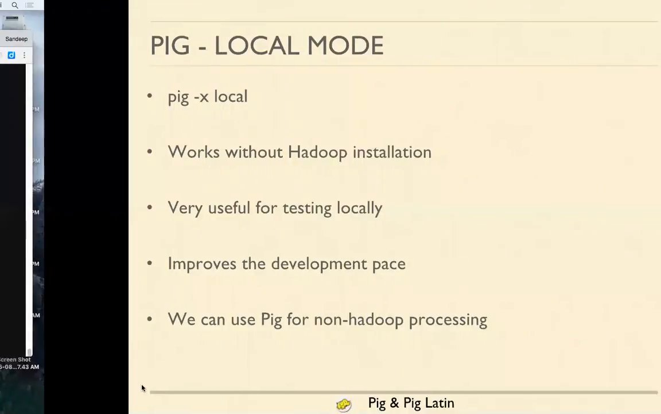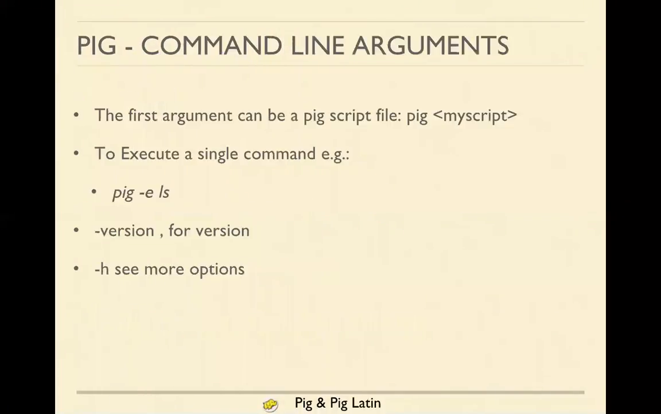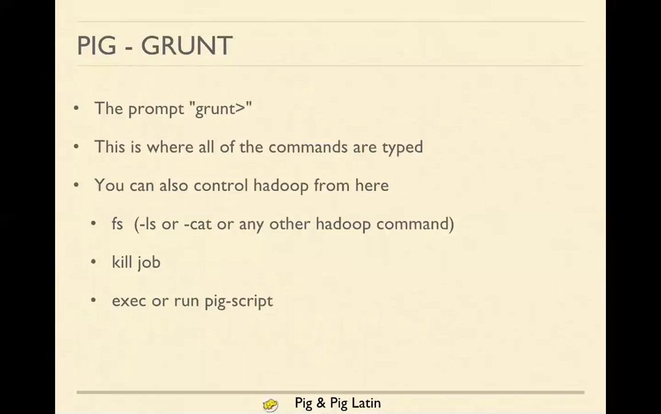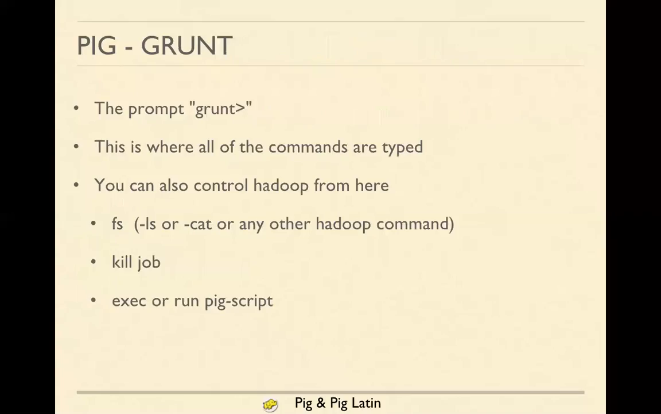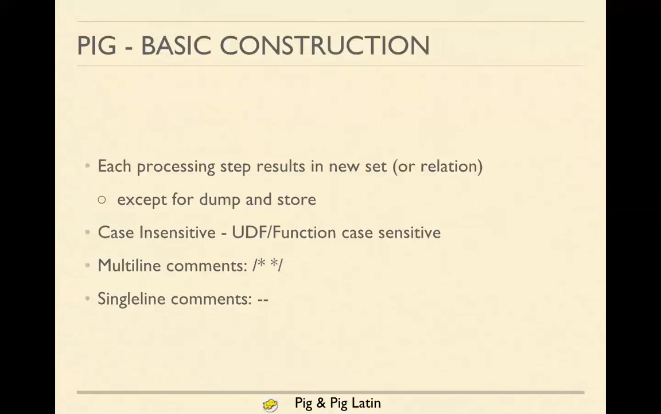All right. So this is how you start with Pig. There is a local mode that's only for pseudo mode. You can pass various arguments to Pig, such as if you just want to run a single command, you could say pig -e. If you put all the commands of Pig in a file, that's called a Pig Latin script, and you can run that using pig followed by your script name. Okay, so Pig's prompt is called grunt. The basic construction is that multi-line comments are just like C, while single-line comments are like SQL.